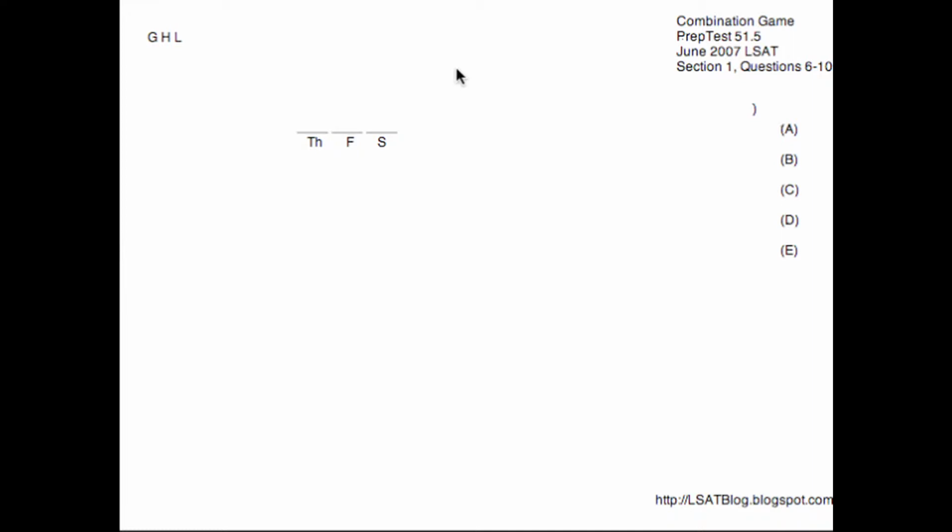Now, they also tell us that at least one film is shown each day, so we're not going to have any days with no films at all. No days will be empty. And so let's take a look at these indented rules here.